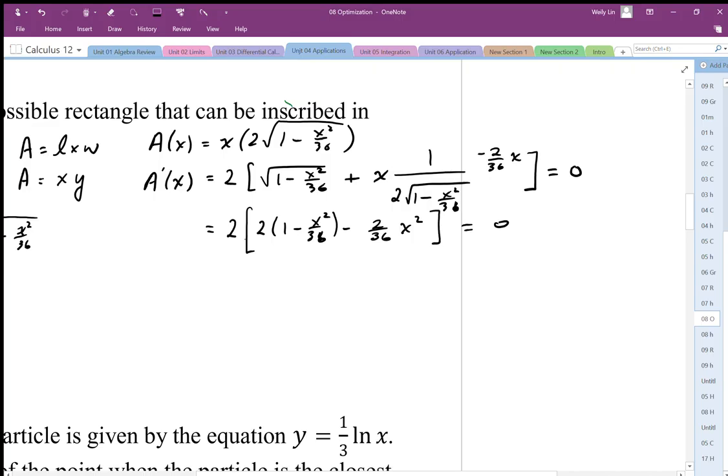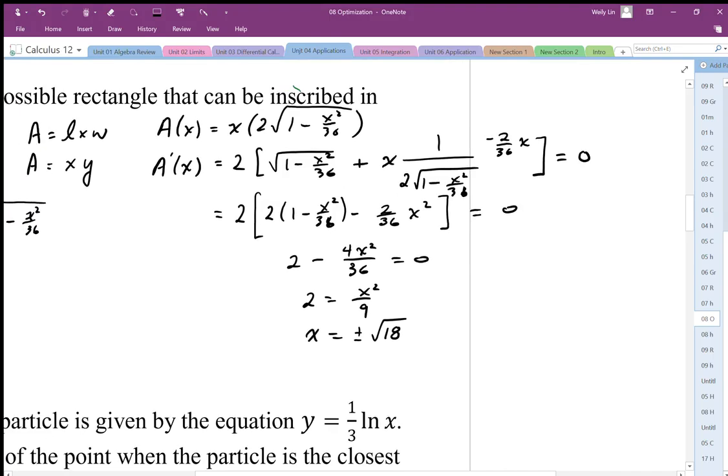Simplifying this a little bit, I'm going to just get rid of that 2 on the outside, so I end up with 2 minus 2x squared over 36 minus 2x squared over 36. This becomes 4x squared over 36, which is equal to 0. Simplify this, this becomes 2 is equal to x squared over 9, and x is equal to plus or minus square root of 18. So there's my x that would maximize the area.